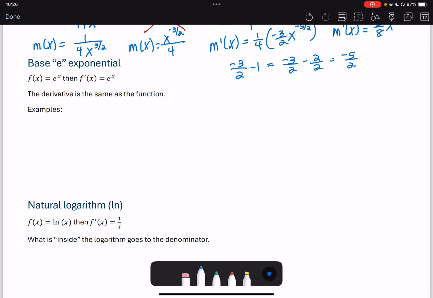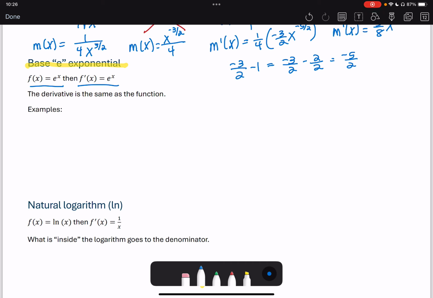All right, so let's talk about two more here. So our base e, these are easy. Students really like these a lot because if I have e to the x, then the derivative is e to the x. So it's the same, you get the same thing back when you take the derivative, okay?